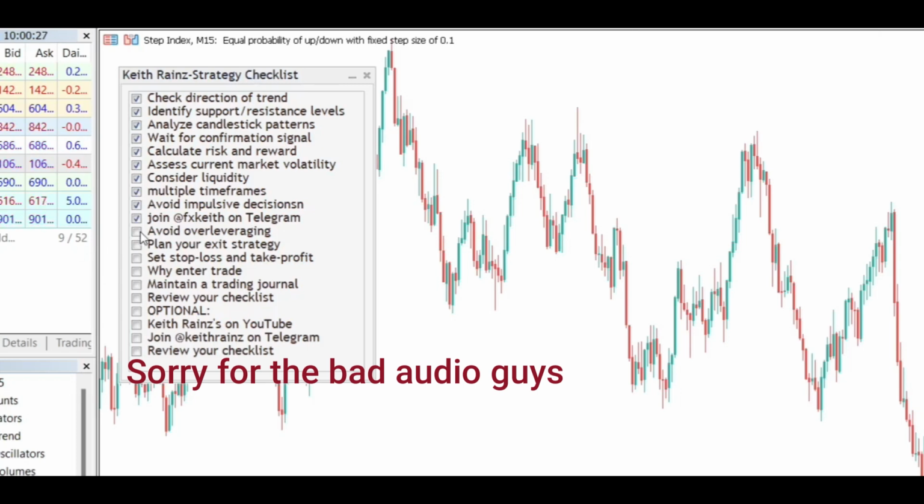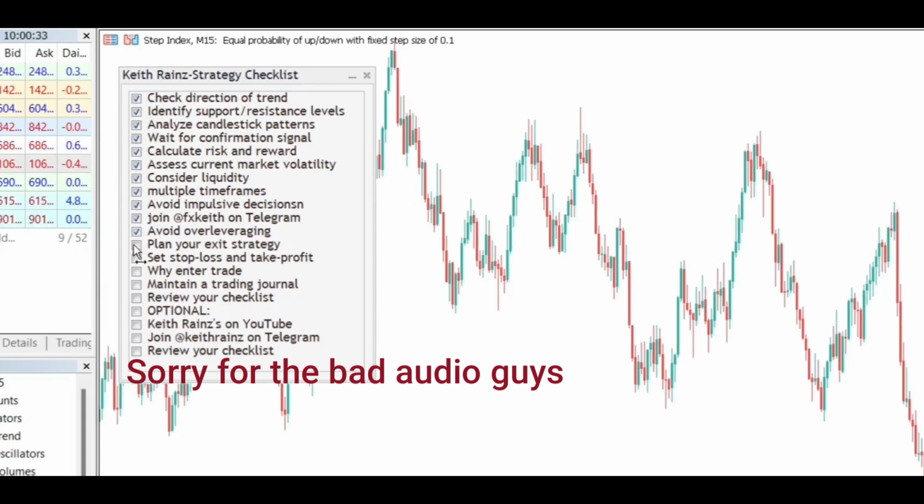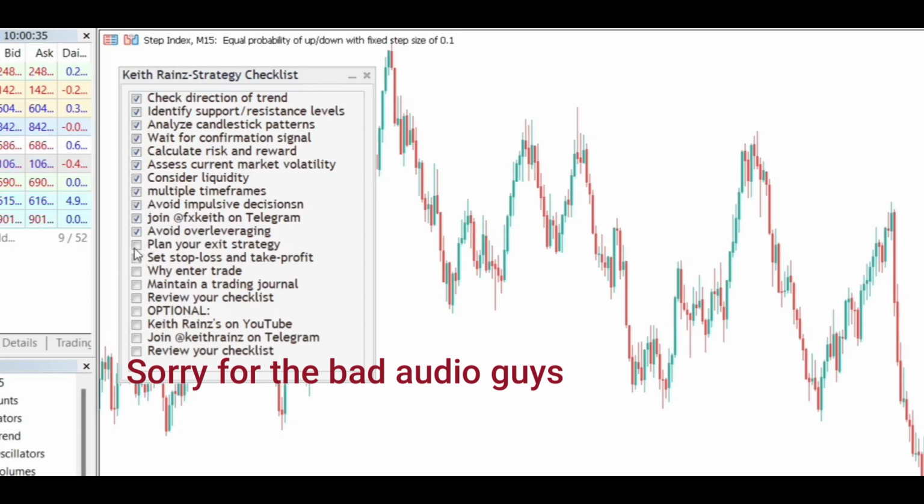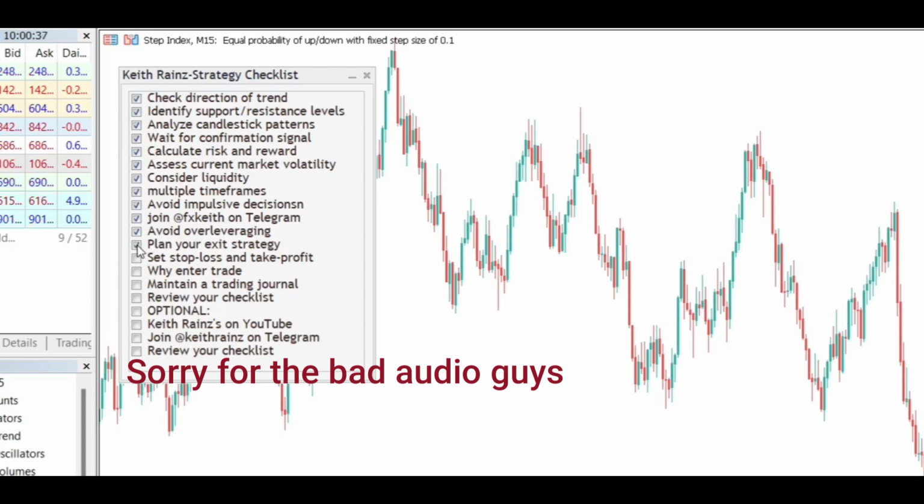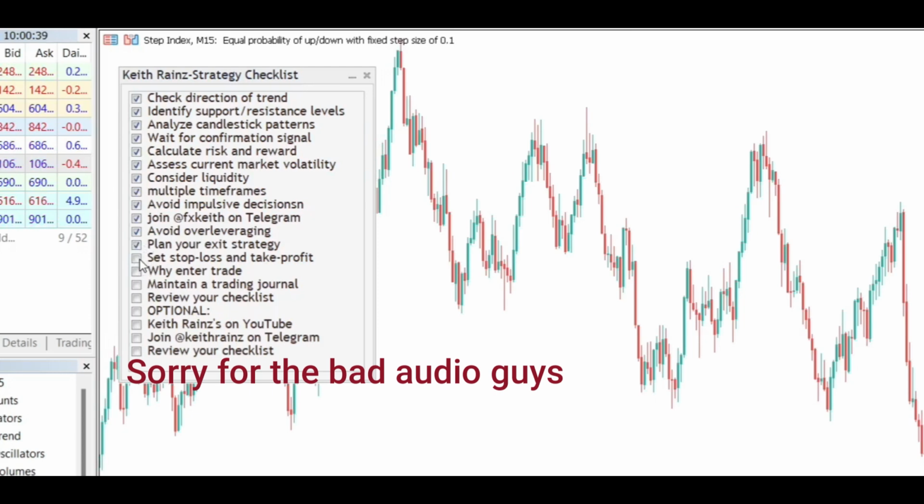Also remember to avoid over-leveraging, and you need to plan your exit strategy. Make sure that you also set the stop loss. This is a major problem for many people, forgetting to actually enter the stop loss. So make sure that you actually set your stop loss. Then after you're done, simply tick it.